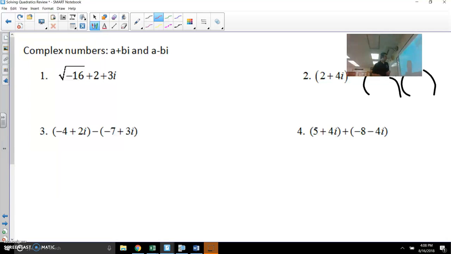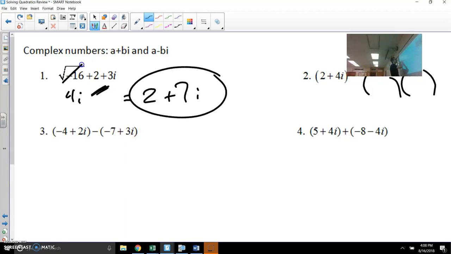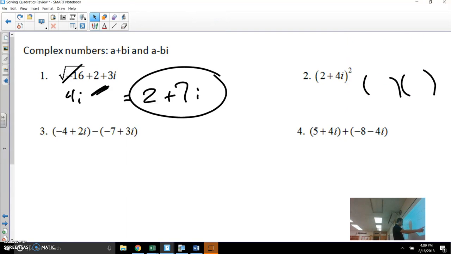So let's jump into complex number review. Remember that anytime you're trying to square root a negative number, it's imaginary. So if that number is a perfect square, go ahead and change it. 4i. So now I'm seeing 2 doesn't really match anything, but 4 plus 3i, that's making 7i, and you're done. So that doesn't have to be difficult, but it does need to be something that you're familiar with.